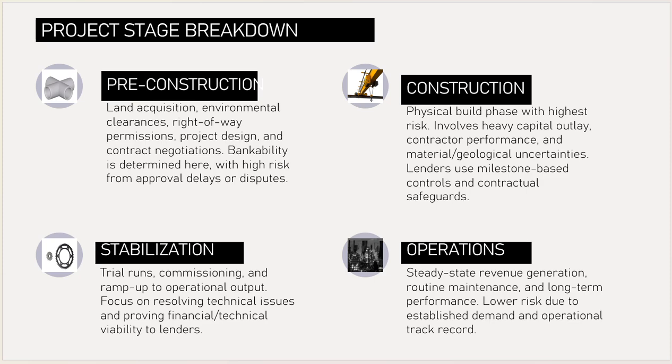After the construction comes the stabilization stage, where the asset begins trial runs and commissioning, with gradual ramp up to design operational output. Operating teething issues often surface here, and lenders assess whether the asset can achieve its expected technical and financial benchmarks. Once the asset stabilizes, it transitions into the operation phase, where steady state revenue, routine maintenance, and long term performance become central. The operation stage usually features lower risk and better demand visibility, and tariff certainty and track record become clearer.